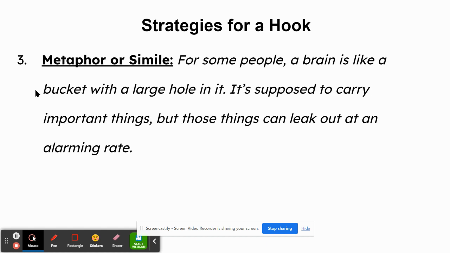Another option is to use a metaphor or a simile. This one's not very good, but for some people, a brain is like a bucket with a large hole in it. It's supposed to carry important things, but those things can leak out at an alarming rate. Now, that's really corny. Because we're talking about forgetfulness, I might even do a better job of making a simile or a metaphor to compare memory loss to what Charlie Gordon went through, since we all have that common experience. But I'm just trying to give you the idea of some of the options here.